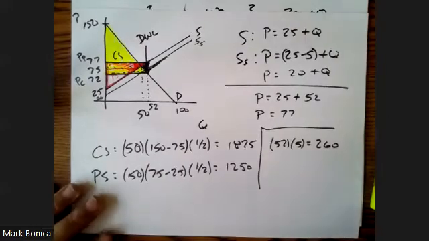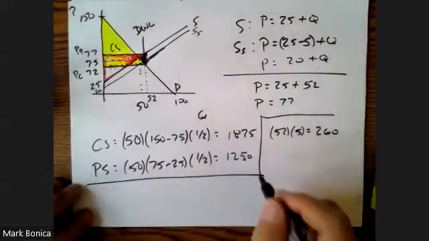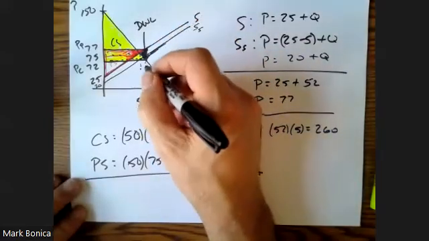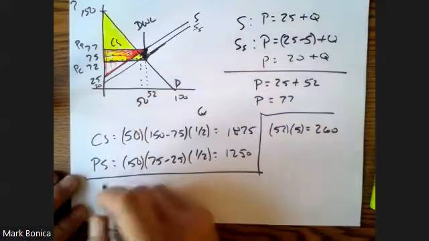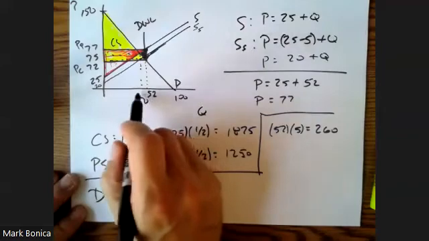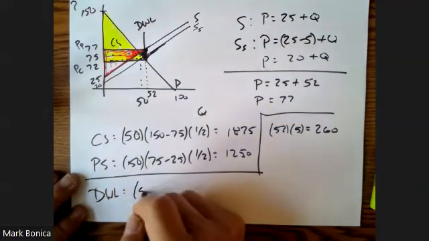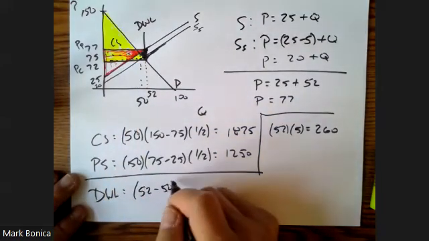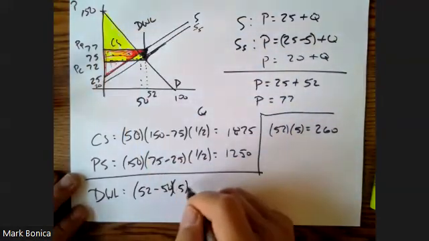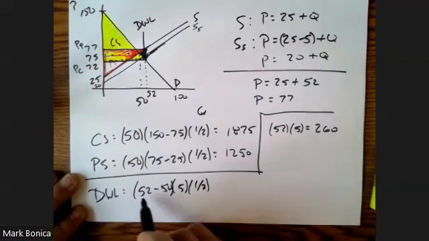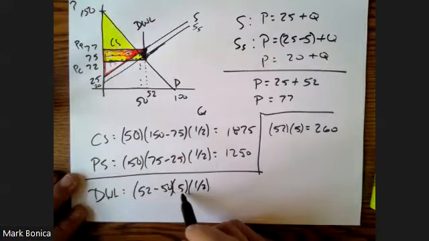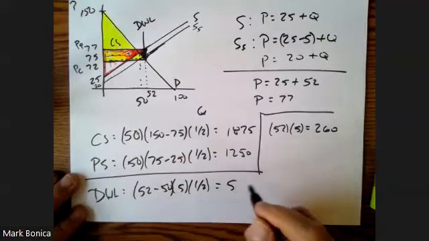So we can calculate the value of the dead weight loss. It's a triangle. And so its base is 52 minus 50. So dead weight loss in this case is the width, which is the additional quantity. So that's 52 minus 50, which is 2, right? And the height, which is 77 minus 72, 5, times 1/2. So 52 minus 50 is 2, times 5 is 10, divided by 2 is 5.